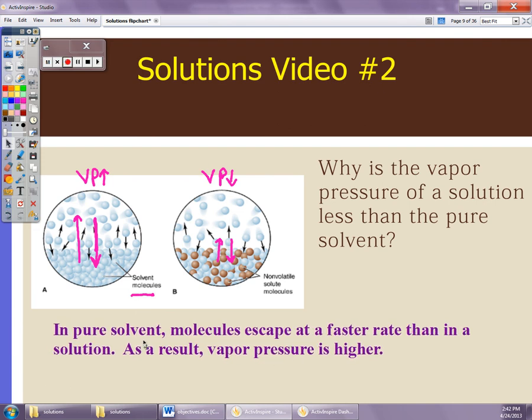So what are we going to say? If you have a pure solvent, the molecules escape at a faster rate than they do in a solution. As a result, vapor pressure is higher for the solvent, or vapor pressure is less for the solution.